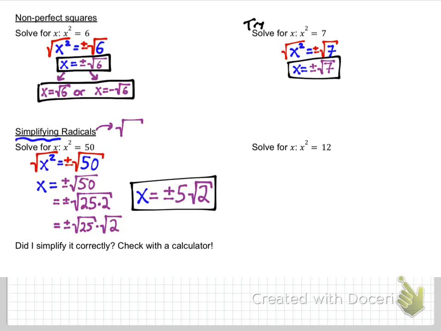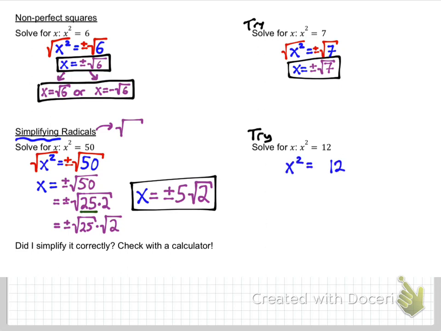That is simplified. The key here was that we had a perfect square inside of 50, and that perfect square was 25, and we identified it. So for this one, I want you to try the next one and try to find the perfect square that's inside of 12.